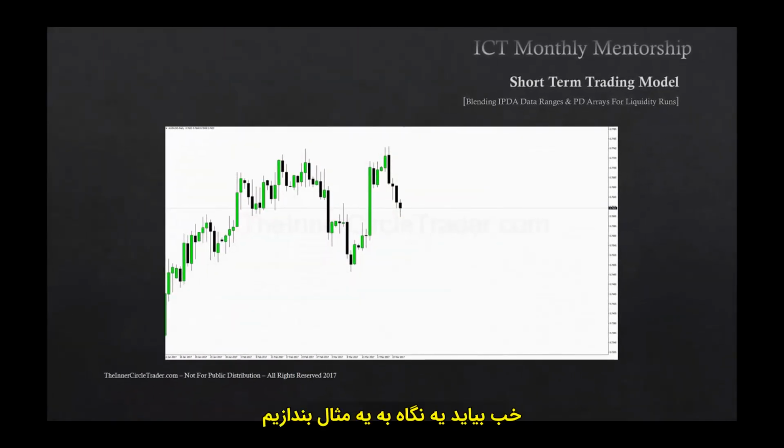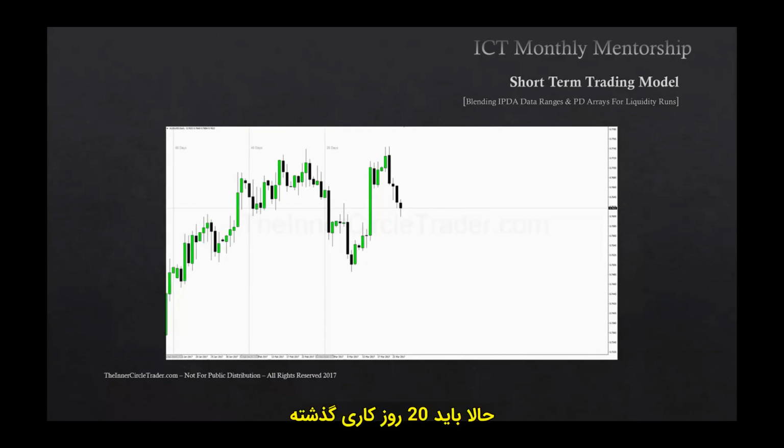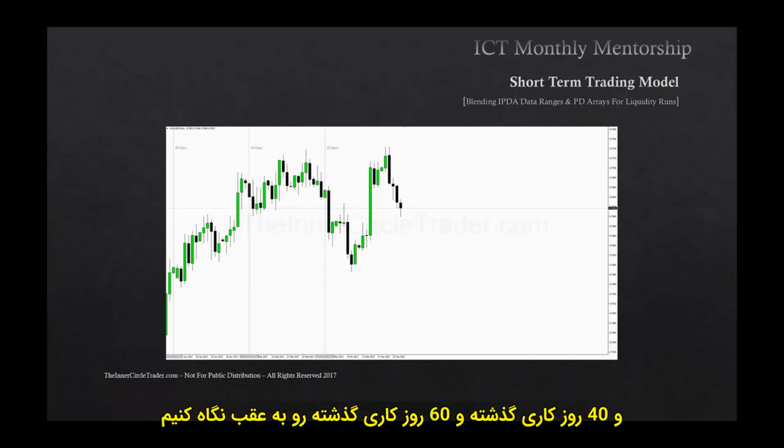All right, let's take a look at an example. We're going to use the Australian dollar as the daily chart. And the first thing you want to do is break your market up in reference to time. So now we have the look back of 20 trading days, 40 trading days, and 60 trading days.